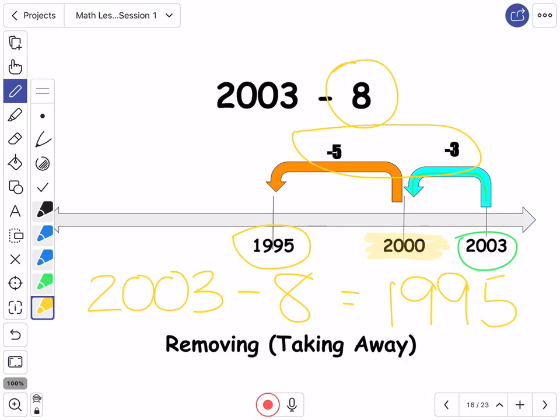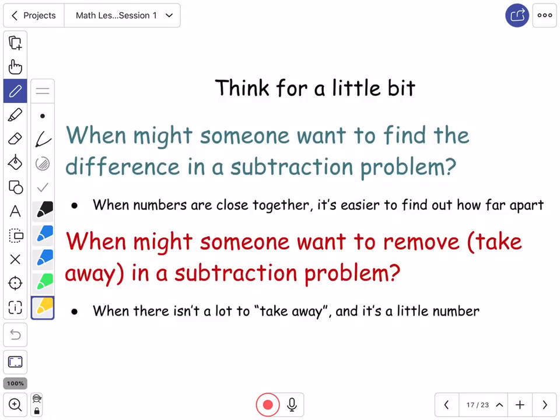Let's see what the next problem says. Okay, so now I want you to think about it for a little bit here, all right? When might someone want to find the difference in a subtraction problem? All right, so you want to find the difference in a subtraction problem when the numbers are close together. It's easier to find how far apart they are, okay? So the next thing is, when might someone want to remove or take away in a subtraction problem?